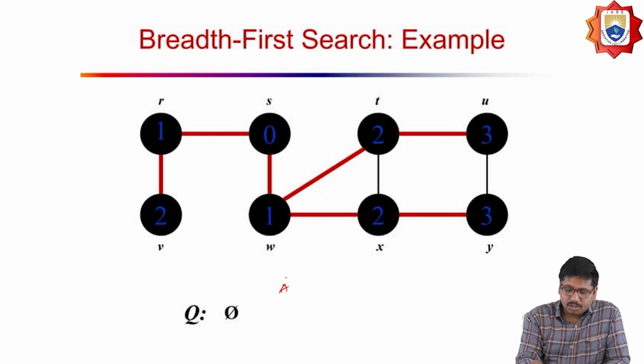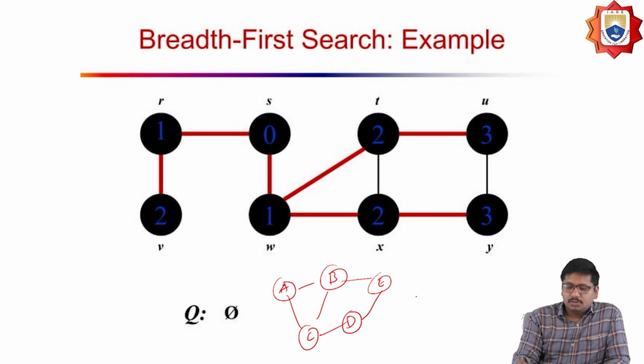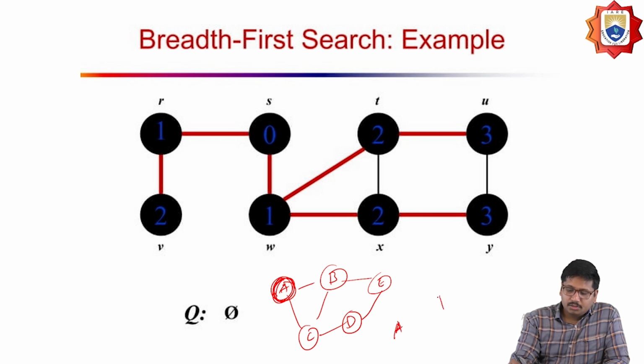Similarly, if I consider one more graph like this, with A, B, C, D, we're going to trace out the BFS. First I'm going to start with A. For A, I'm going to push the adjacent vertices, which are A, B, and C. Next I'm going to delete B. What are the vertices adjacent to B? That should be E and C. C is already there, so E I'm going to push. And C is going to be deleted.